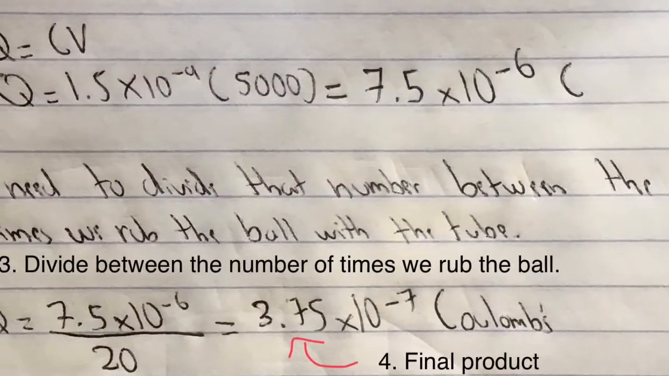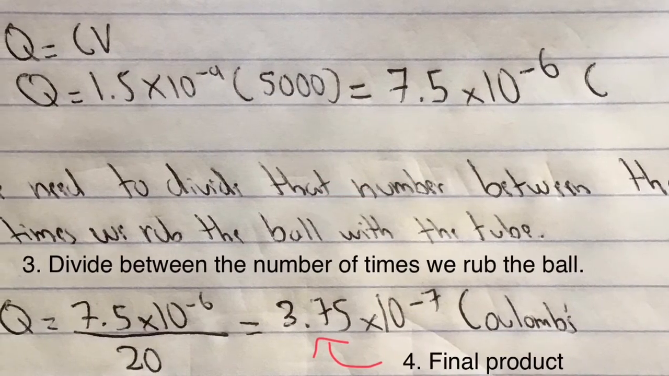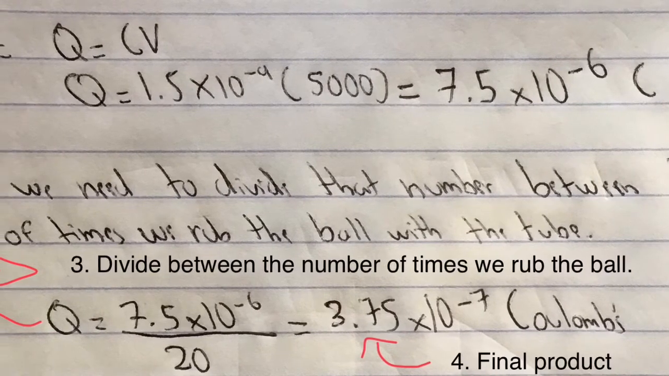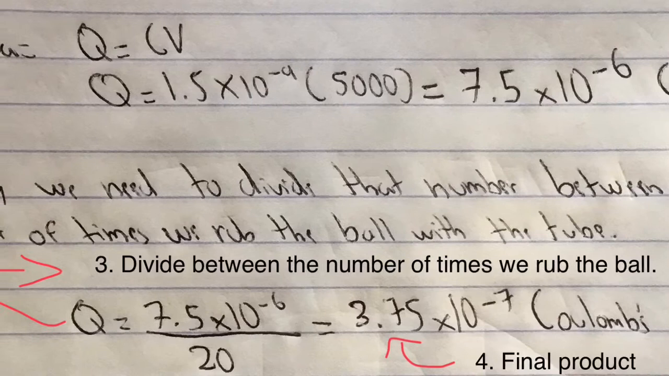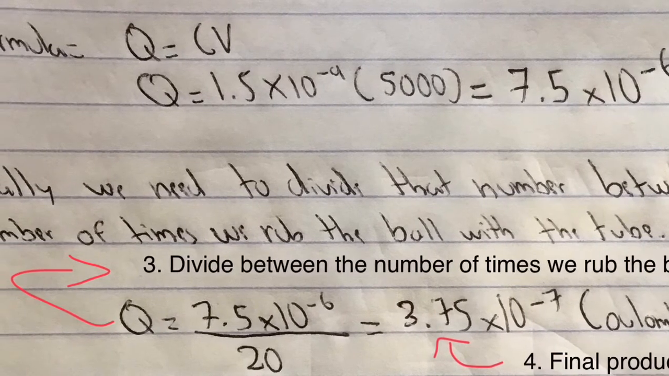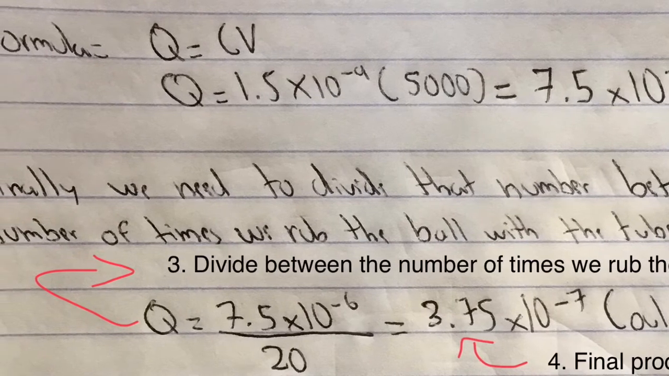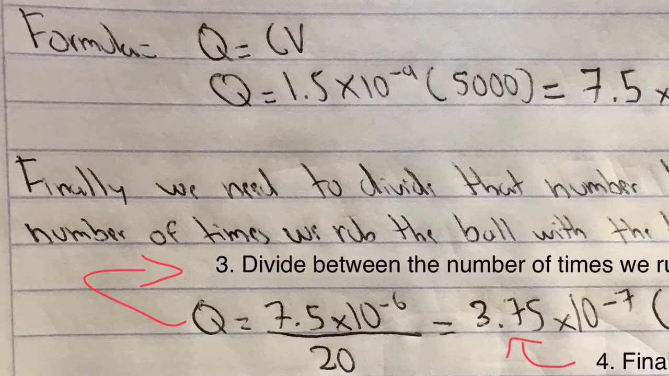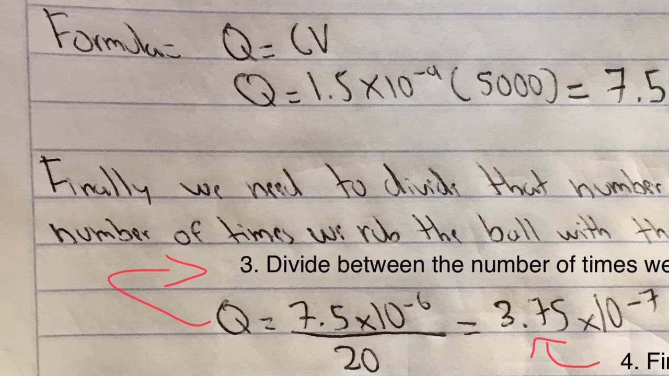Finally, we need to divide that number by the number of times we rubbed the wall with the tube. And that is Q equals 7.5 times 10 to the minus 6 divided by 20. That gives us our final result, that is 3.75 times 10 to the minus 7.